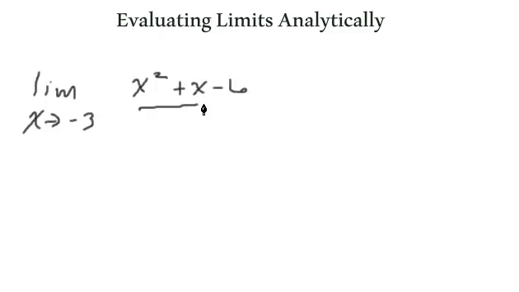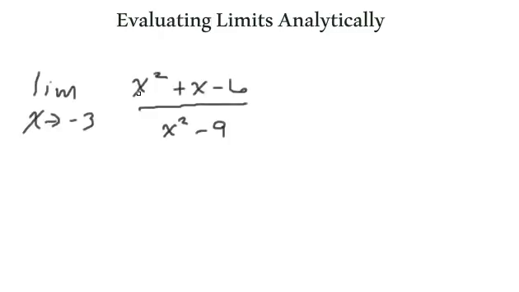Okay, what do we got going on here? We got the limit as x approaches -3 of, let's say, (x squared plus x minus 6) all over (x squared minus 9). Okay, so the idea is do direct substitution first and see what you get.